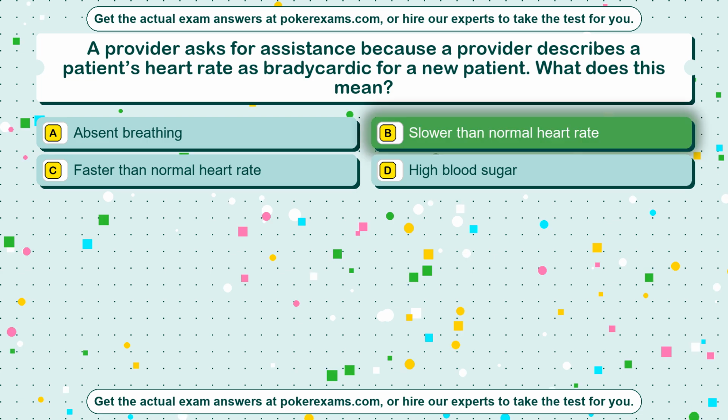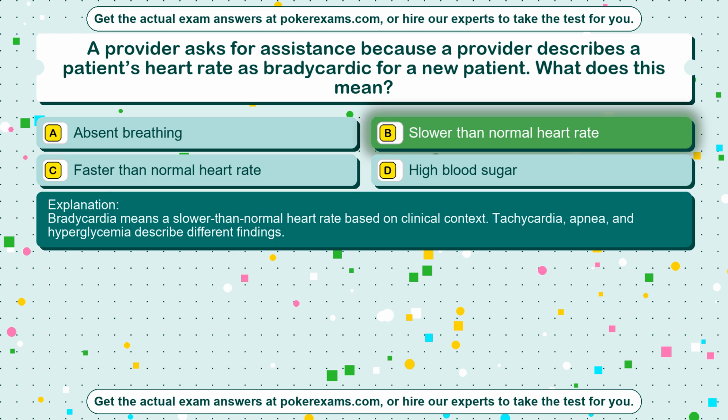The correct answer is option B, slower than normal heart rate. Bradycardia means a slower than normal heart rate based on clinical context. Tachycardia, apnea, and hyperglycemia describe different findings.